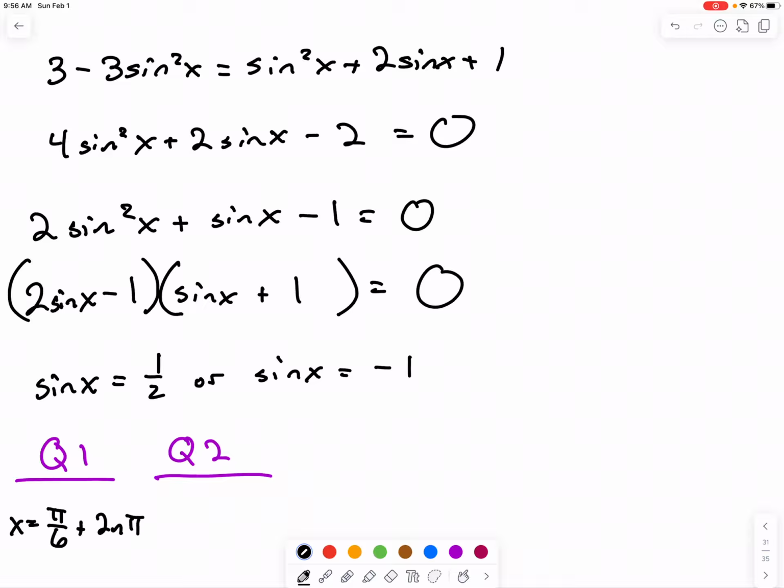And then in quadrant 2, we can do pi minus pi over 6, plus 2 pi n radians. So that'll capture our quadrant 2 solution. And then we need to go back. So sine is our y value. Our y value is equal to negative 1. That radian measure is 3 pi over 2, right? So then we got this third one, x equals 3 pi over 2, okay, radians. Because it's basically the negative y-axis.